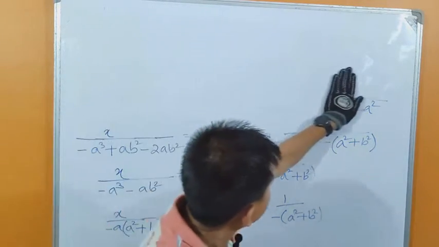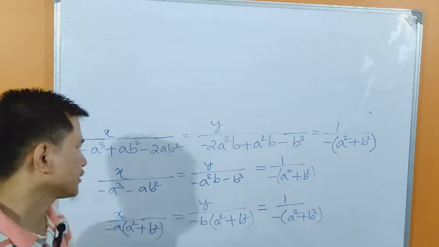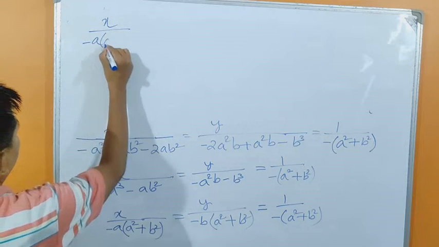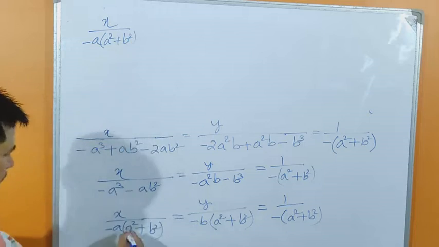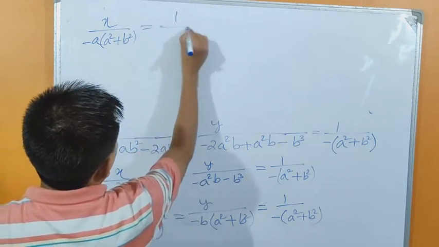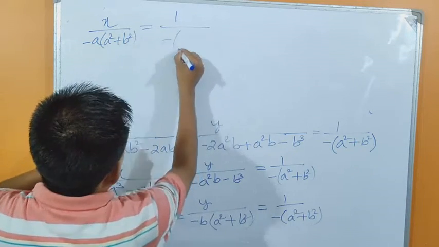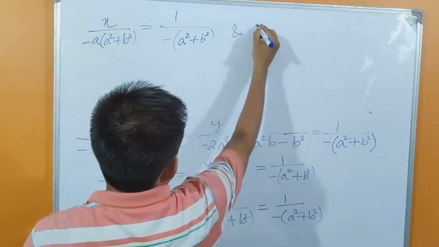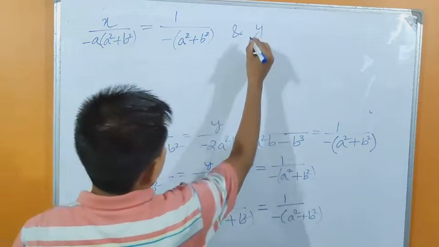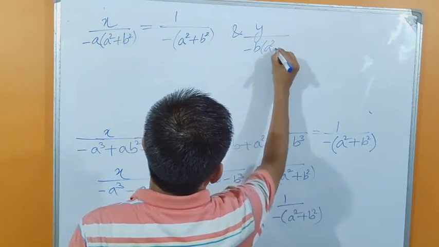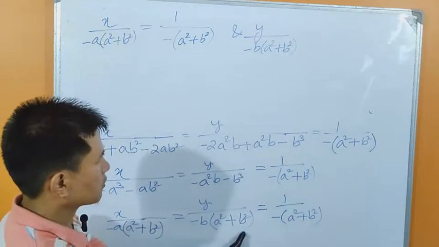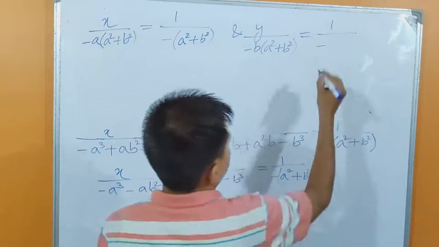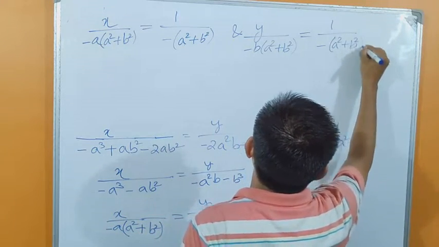So, we have this equals to this and this equals to this now. X upon minus a square plus b square equals to 1 upon minus a square plus b square, okay, this one. And y upon minus b a square plus b square equals to 1 upon minus a square plus b square, a square plus b square. I hope you got this.